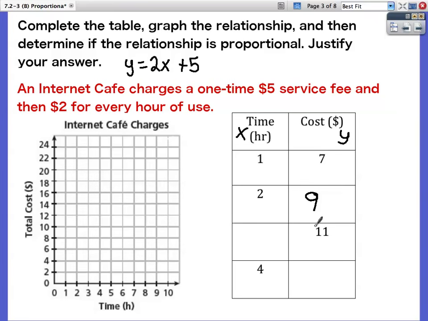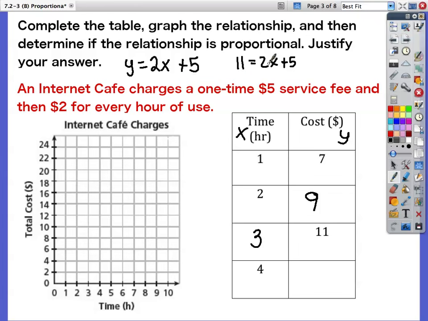Now I got to work backwards here. If y was 11 and that equaled 2x plus 5, the question is 2 times what number plus 5 is 11? Well, 2 times 3 would work because 2 times 3 is 6 and 6 plus 5 is 11. So x must be 3. Okay, good. That was easier than I thought it would be.